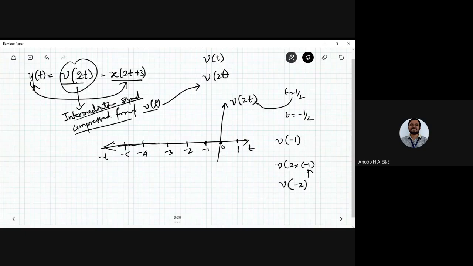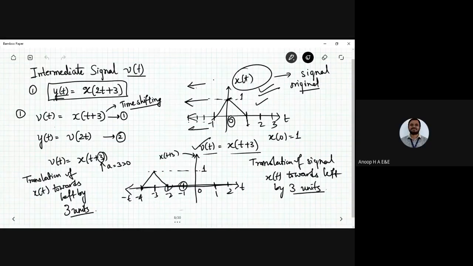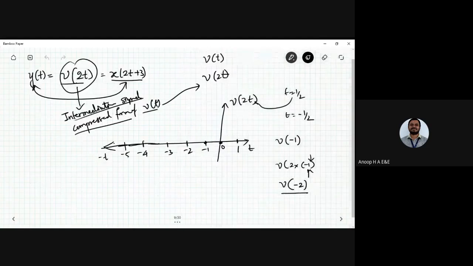So v of minus 2 I need to put. I mean, when t is equal to minus 1, I'll get v of minus 2. What is the value of v of minus 2? 0. Okay, so again, it is 0 here.